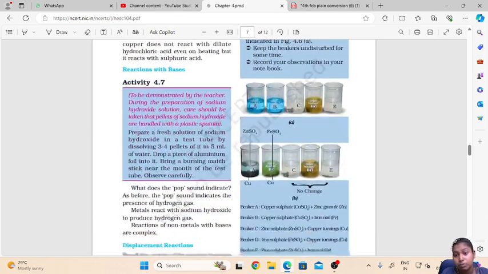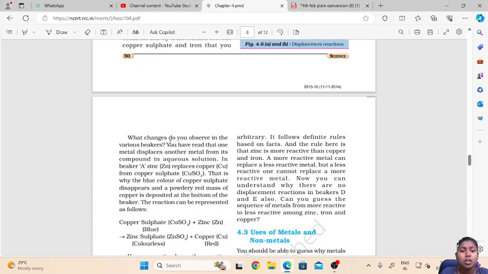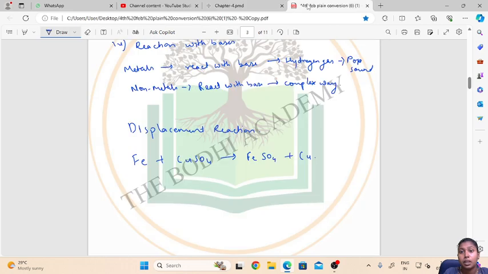Here are a few more examples of displacement reactions: copper sulfate reacts with zinc, copper sulfate with iron, zinc sulfate with copper, iron sulfate with copper, zinc sulfate with iron. Here all these sulfates will be replaced by the respective granules or nails or turnings which are given with them. What we have seen is that one metal displaces another metal from its compound in aqueous solution. Iron is a metal, copper is also a metal.